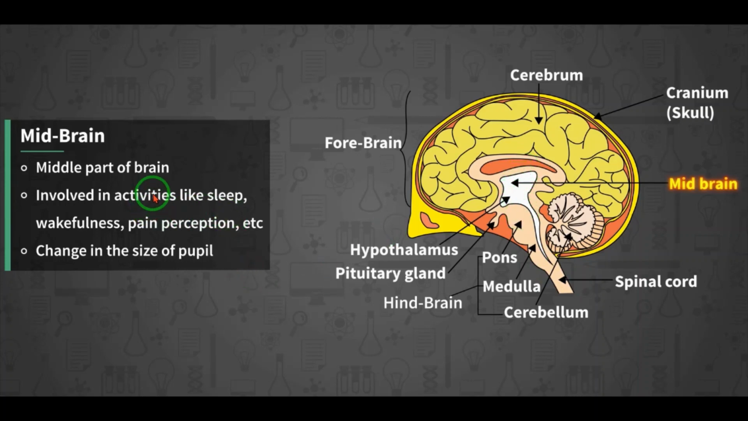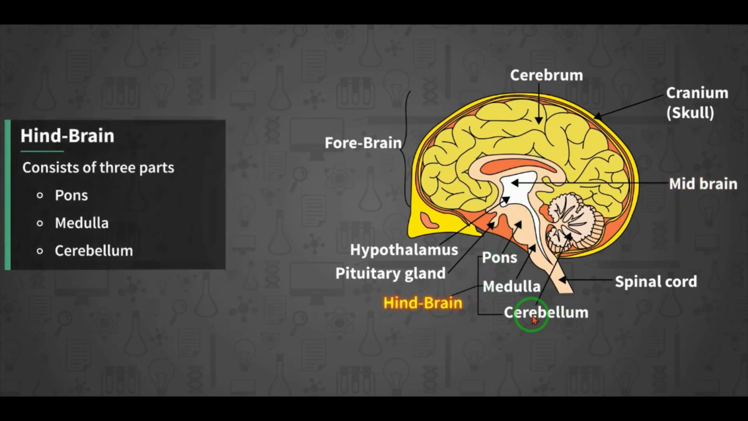The middle part of the brain is involved in activities like sleep, wakefulness, pain perception, etc. It also controls changes in the size of the pupil, which is related to the eye. These are the functions of the midbrain. It is located in between the thalamus and hindbrain.